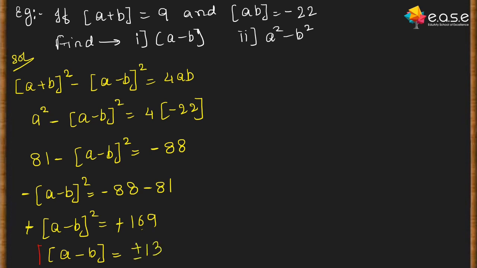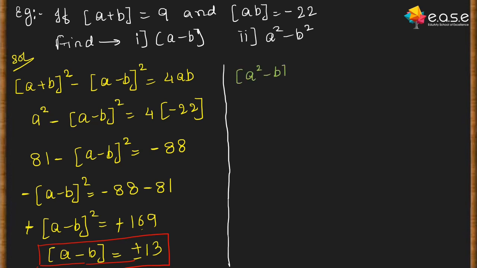Okay, now let us see the next part that we have to find out. Just put up a line in between. So now we have to find out a square minus b square. Now, we got a minus b is equal to 13. How to find out a square minus b square?